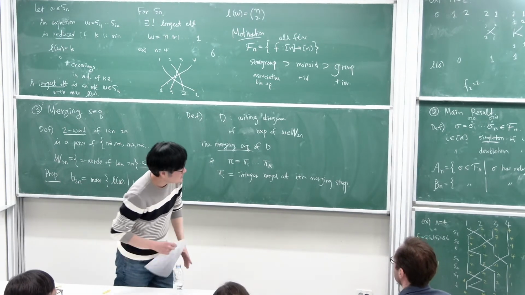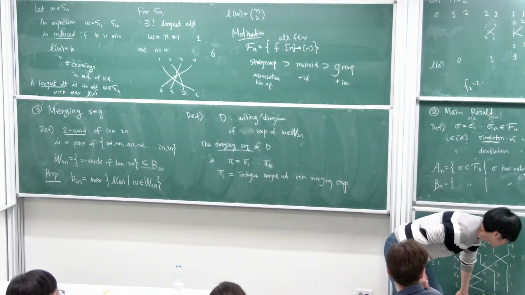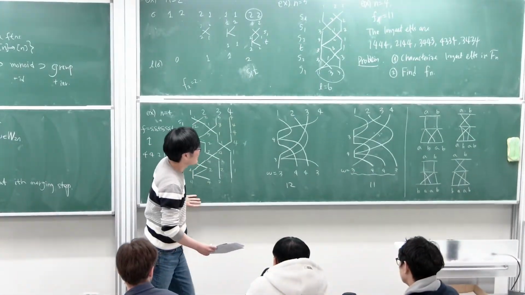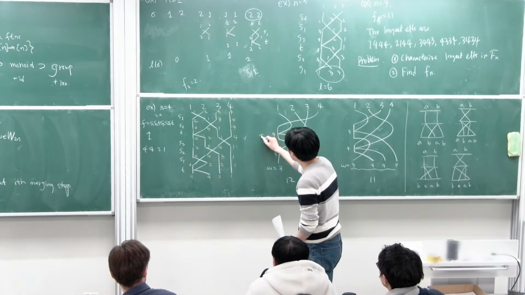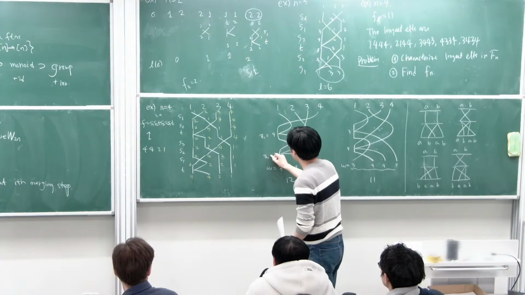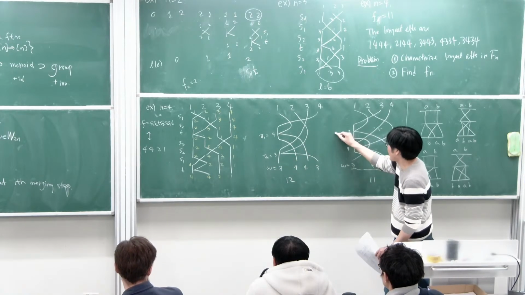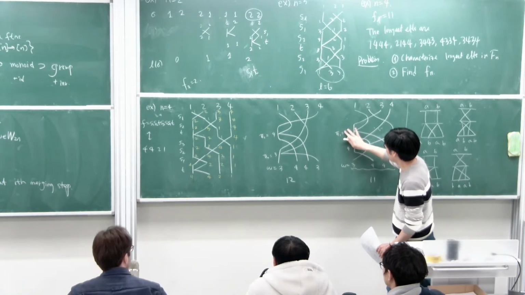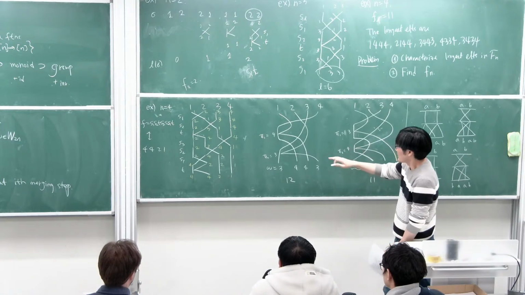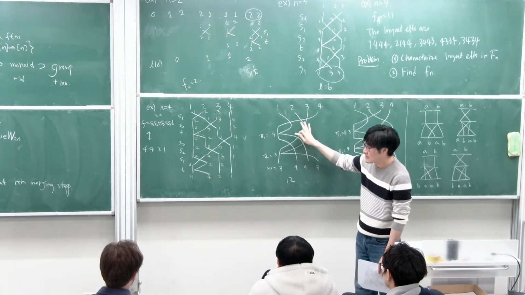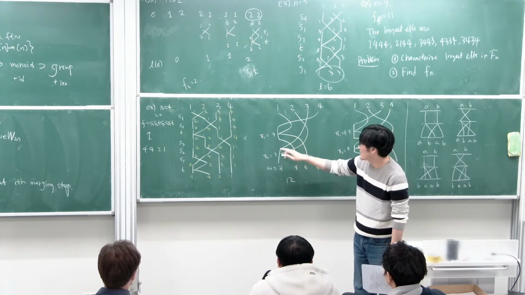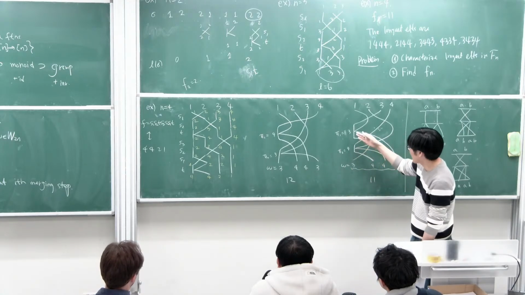Let me give you an example that I drew over here. So this is the merging sequence. Here pi 1 is 4, pi 2 is 3. So our merging sequence for this wiring diagram is 4, 3. And this one is 3, 4.